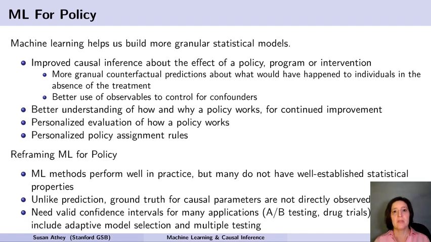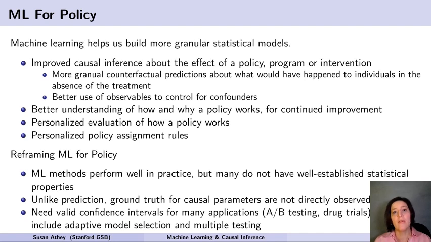One of the main benefits of machine learning is it allows us to build more granular statistical models, and it provides algorithms to do so in a systematic way, in a reproducible way. Improved causal inference about the effects of policies or programs or interventions can be enabled by machine learning because we are able to make more granular predictions about counterfactuals. What would have happened to individuals in the absence of a treatment?